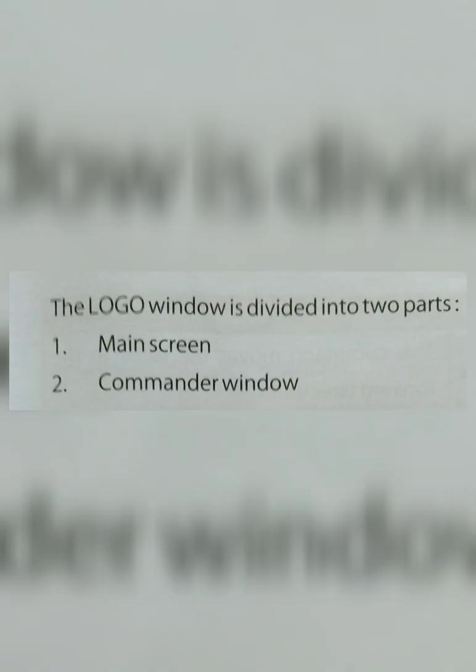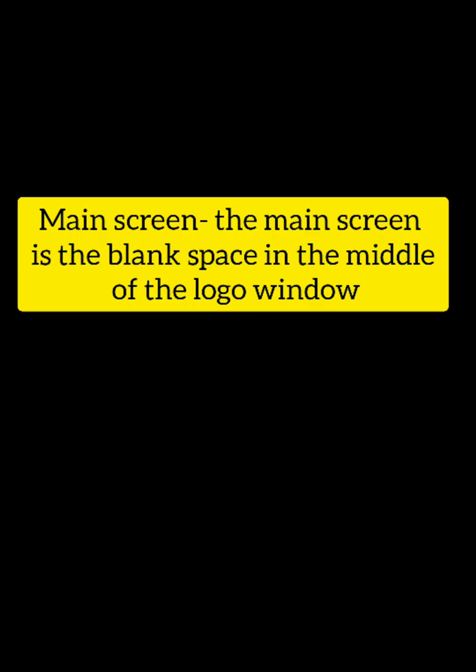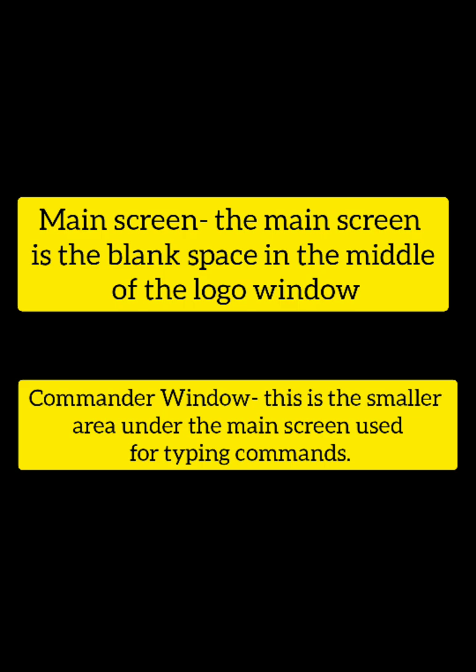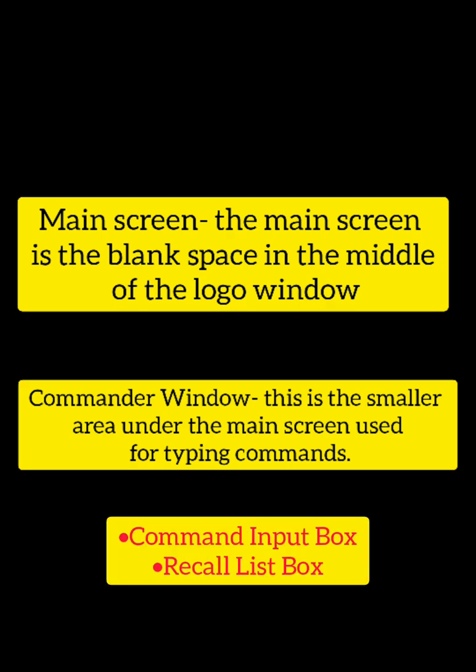The Logo window is divided into two parts. First, the main screen and second, the commander window. The main screen is the blank space in the middle of the Logo window. It is the area where you can draw pictures. It is also known as the graphics screen. Commander window: this is the smaller area under the main screen used for typing commands. We can run the commands by pressing the Enter key. The commander window is divided into two sections, the command input box and the recall list box.